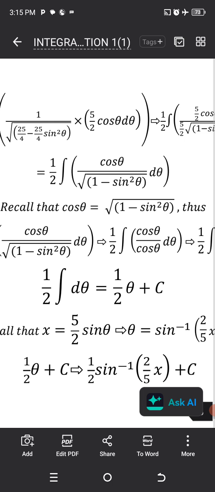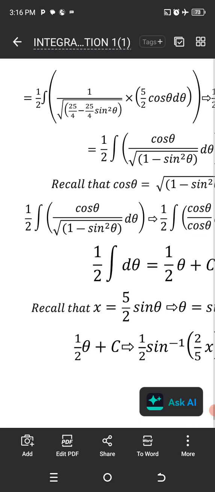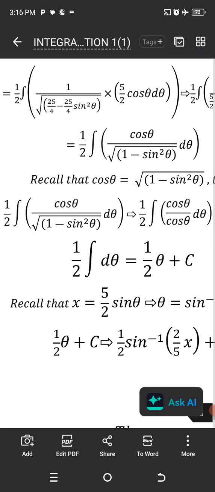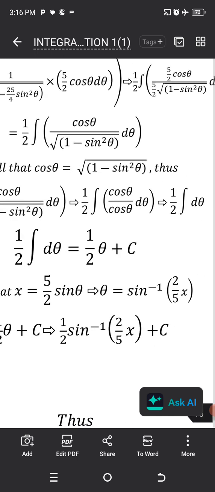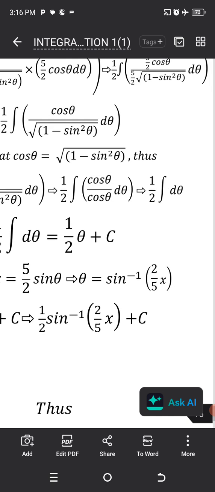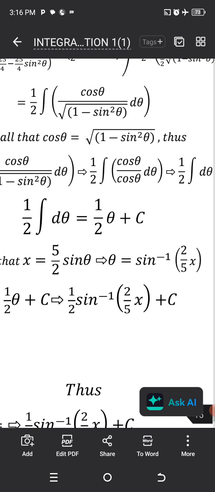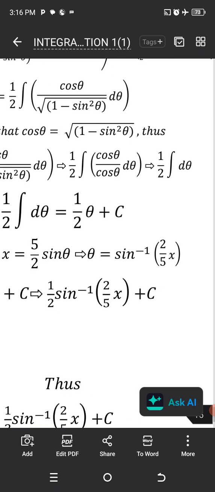And recall, cos theta will always be equal to square root of 1 minus sin square theta. Thus, 1 over 2 integral of cos theta all over cos theta is just a tautology actually. So the actual expression is now, after replacing the square root of 1 minus sin square theta with cos theta, we have 1 over 2 integral of cos theta all over cos theta d theta, which eventually gives 1 over 2 integral of d theta. So having this, the expression will be 1 over 2 theta plus c.